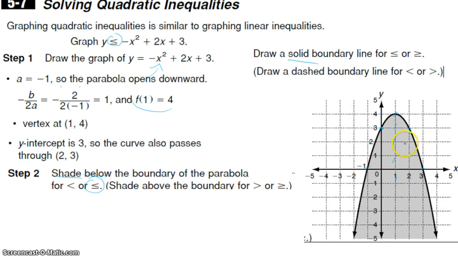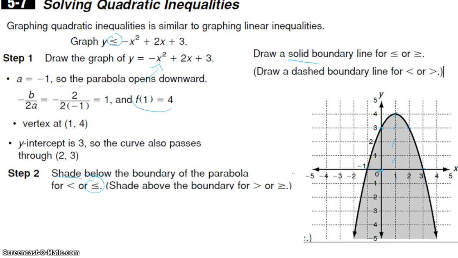Again, it is opening down because it is a negative. It's a negative, so it's opening down. We are shading below because it was a less than, and we have a solid boundary line because of the equals. Again, you need to do a check, a really easy check here.